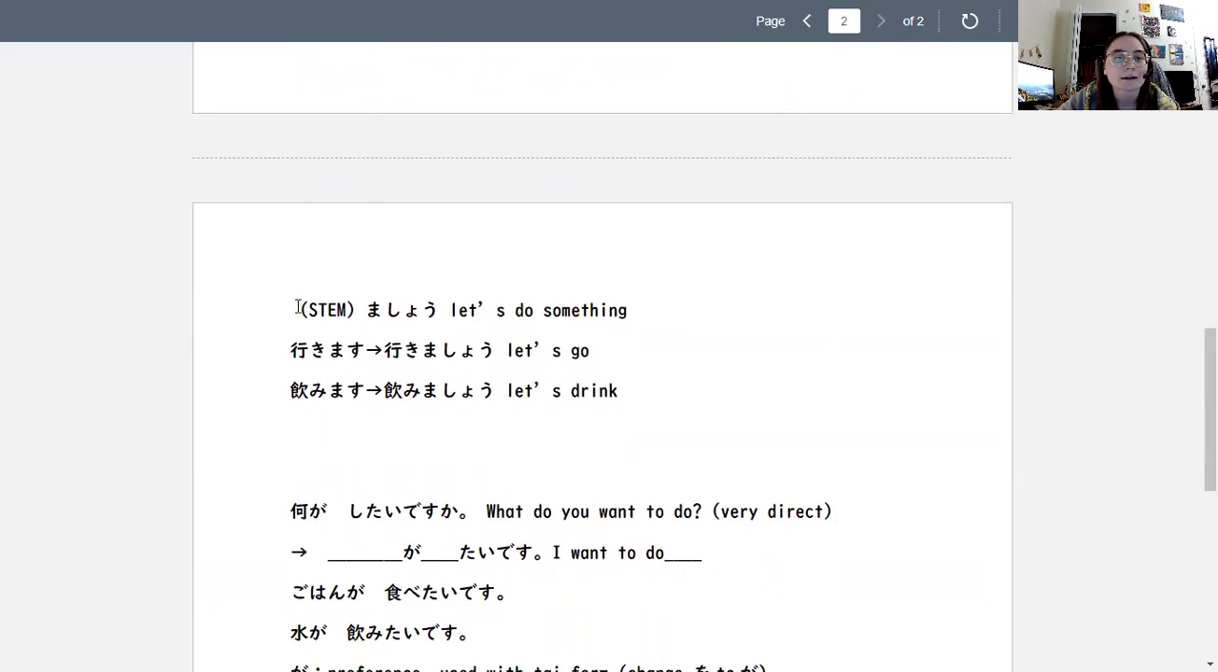And then the next concept is masho, so let's do something. So stem masho. So ikimasu turns into ikimasho, so let's go. Nomimasu turns into nomimasho, so let's drink.